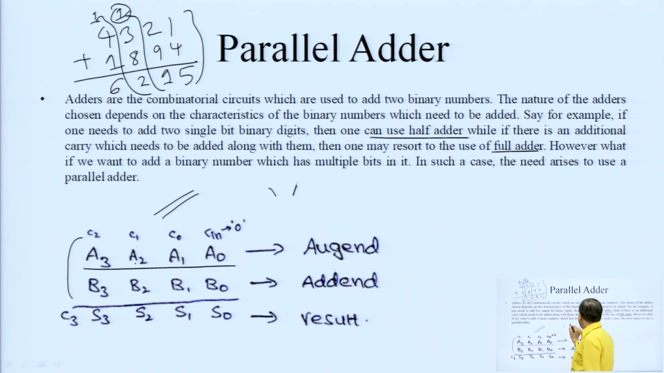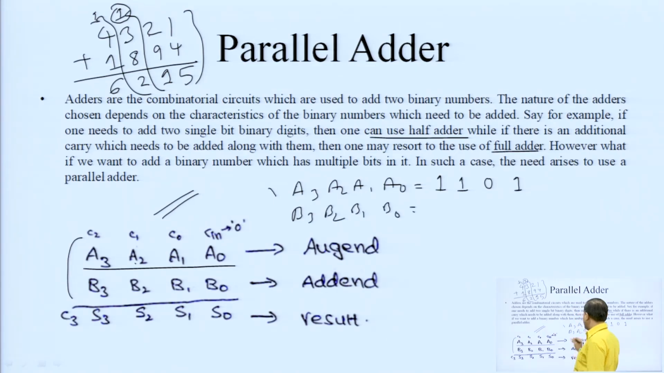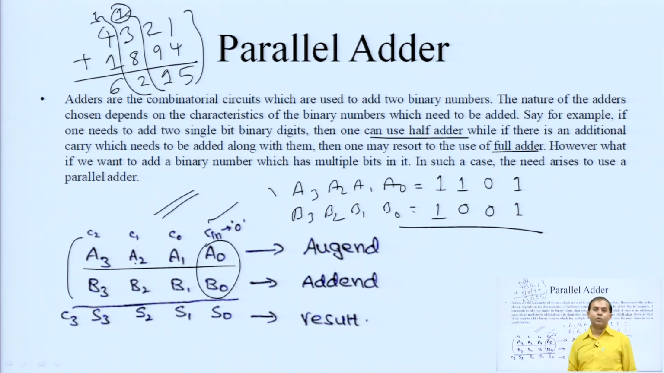This will be A3, A2, A1, A0 could be like this 1 1 0 1, okay, and B3, B2, B1 and B0, that will be 1 0 0 1, like that we can take. So, first of all we will be adding A0 and B0, and here we have written seen as 0. So, at the beginning there is no carry. So, C will be 0, right.